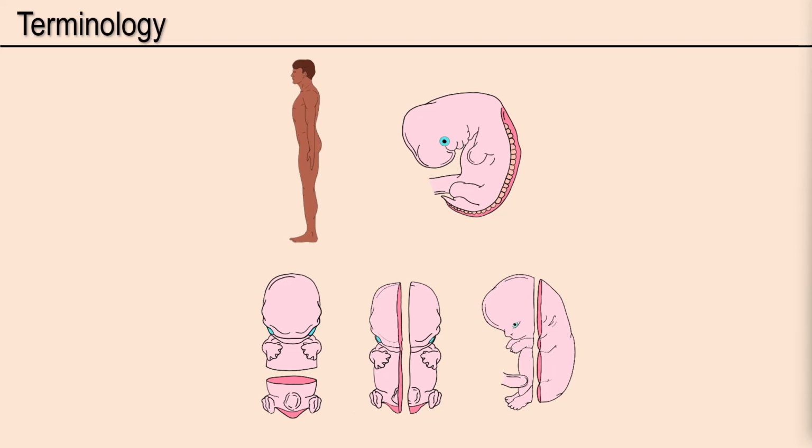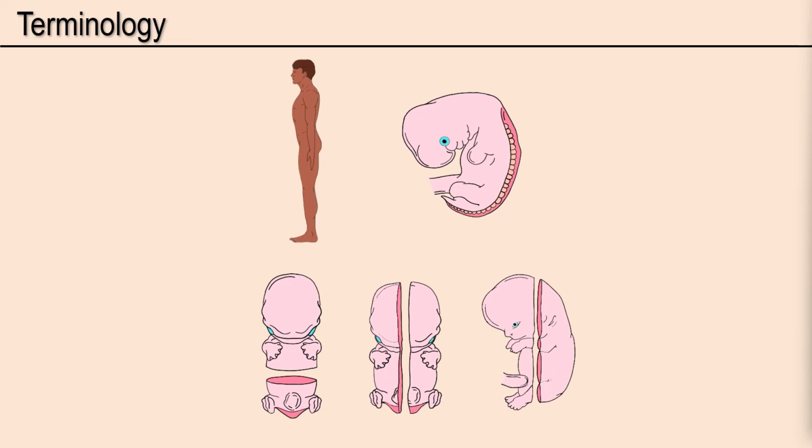The three pictures on the bottom refer to different planes in which we can view the embryo. The leftmost image shows a cut from one side of the abdomen to the other side of the abdomen. So we have divided the embryo into cranial and caudal parts. The middle image shows an embryo with a line extending from the head through the umbilicus or the belly button, and we have divided that embryo into left and right.